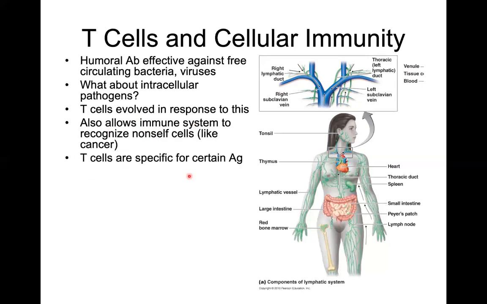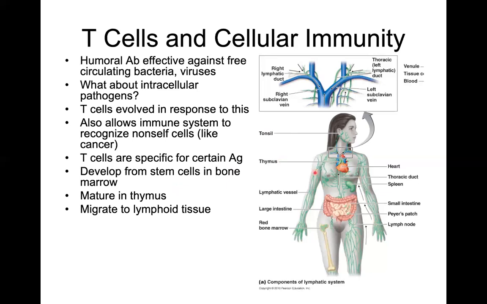So T cells are specific for certain antigens, right? You'll see in the next couple of slides that they are capable of binding to particular antigens. T cells develop from stem cells in the bone marrow, and then they migrate to and eventually mature in this organ called the thymus. You can see that the thymus is here. It's located right behind the heart.